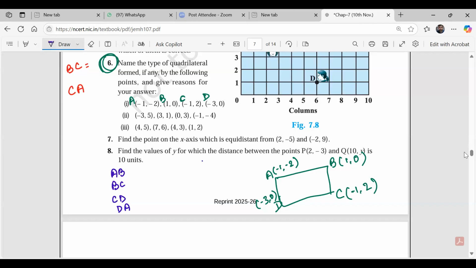You will get the distance between A and B, that is the length of AB. Then you find the length of BC, then CD, and then DA. Now you check: if the lengths of AB and CD are equal and the lengths of AD and BC are equal, that means it's a parallelogram, right?